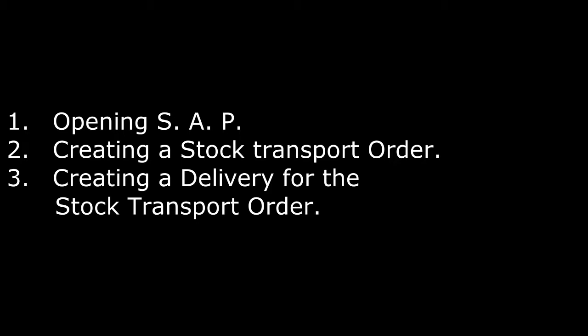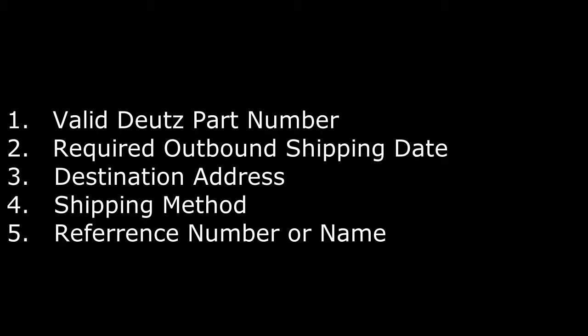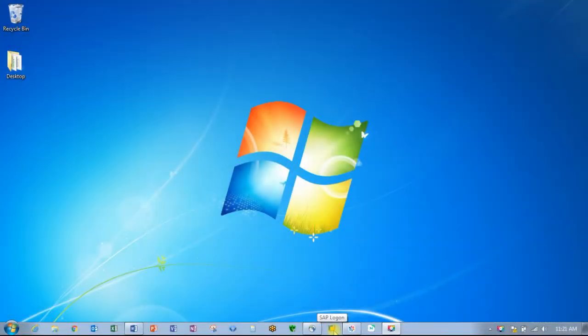To create a stock transport order in SAP, you will need a valid DOITS part number that has the availability verified, the required outbound shipping date for the component, the destination address if the component is being drop shipped for a service repair job, the shipping method to be used, and a reference number or name for the job or person the component is required for. The valid part number and availability information can be obtained by watching the tutorials for both of those subjects.